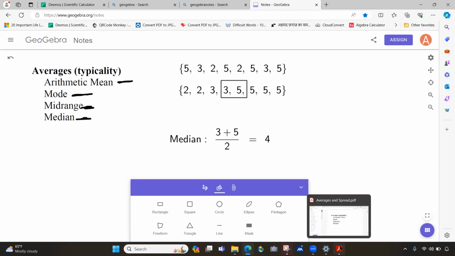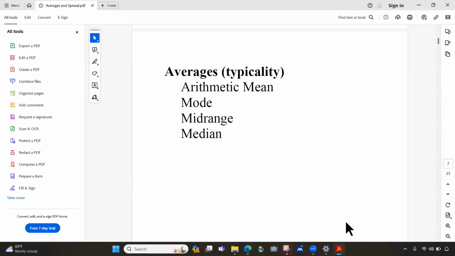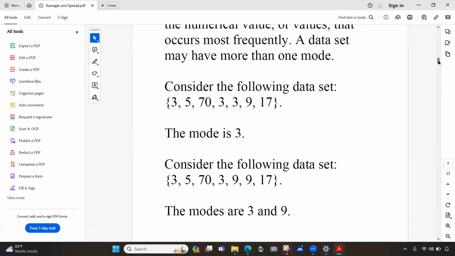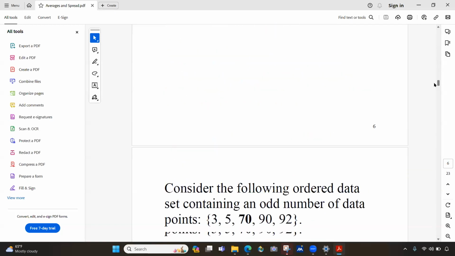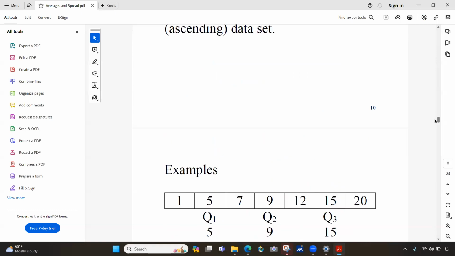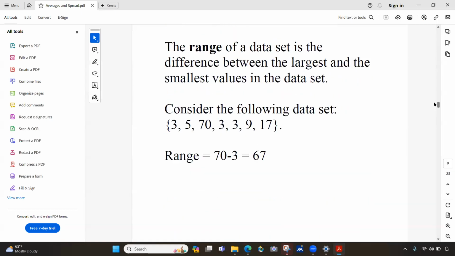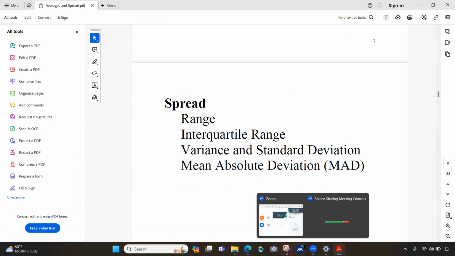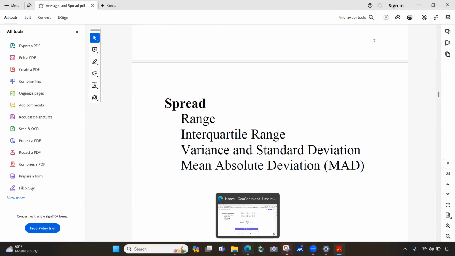Now, averages are not the only thing we study. Typicality is average. We also study something else. These notes are here, but I did explain things in the video. You can take a look at these examples. All right, we're going to move to our second topic.